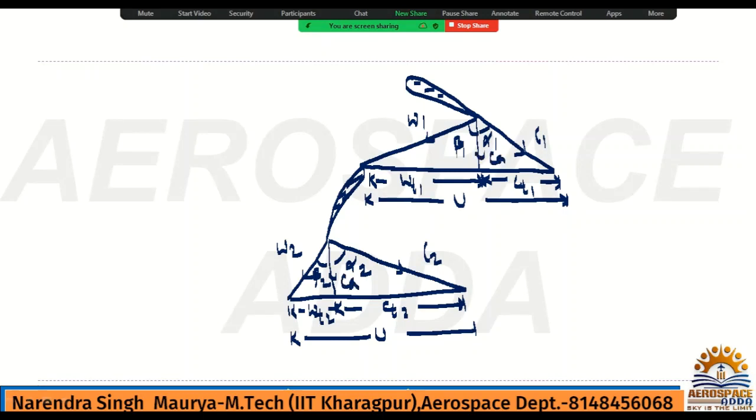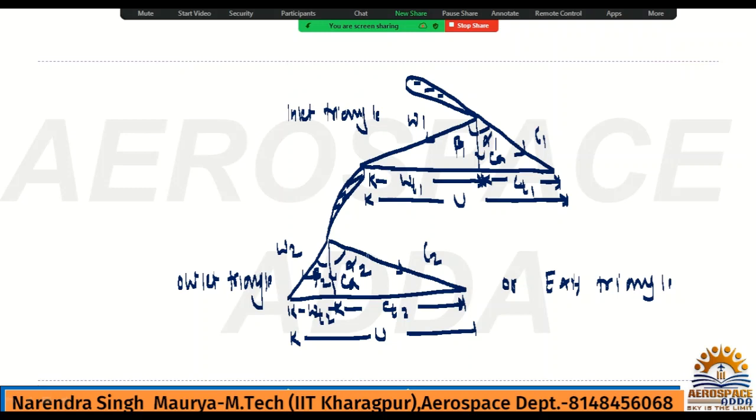axial velocity. So from this triangle, if you check, this is the inlet triangle, and this is the outlet triangle or exit triangle. Exit to what? Exit to rotor. This rotor blade is what? Rotating.